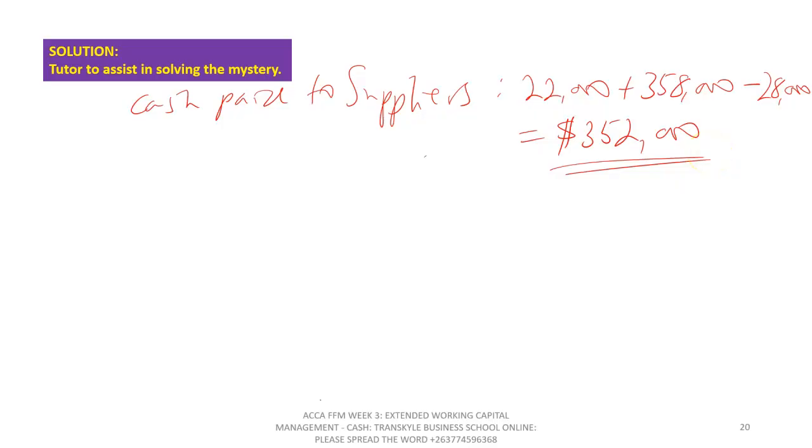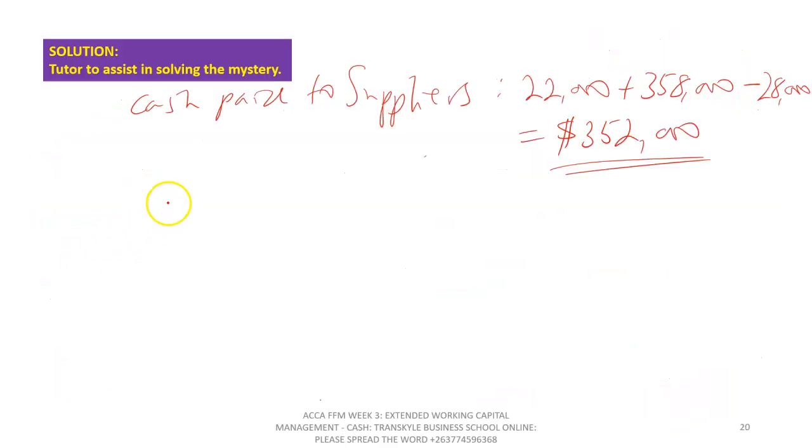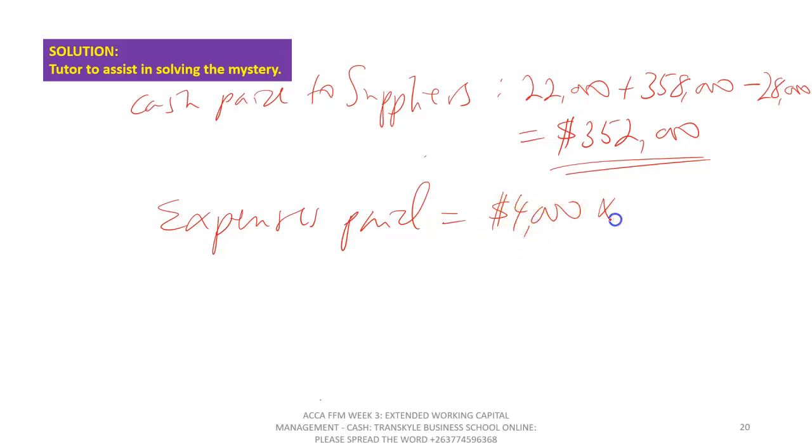Okay, now for expenses, we were told that we paid for these expenses in the months in which the expense occurred. So the 4,000 every month was being paid in that month. So in the year, we got the total of expenses paid. That's $4,000 per month multiplied by 12 months, and it comes to $48,000.